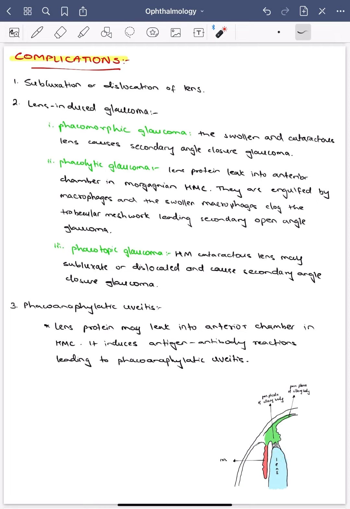And the final complication is phacoanaphylactic uveitis. Now here the lens proteins which leak into the anterior chamber induce antigen antibody reactions and cause inflammation of the iris and ciliary body, and this is known as phacoanaphylactic uveitis. Uveitis meaning iris and ciliary body. So again, the complications: subluxation or dislocation of the lens, leading to lens induced glaucoma, and the third is phacoanaphylactic uveitis.